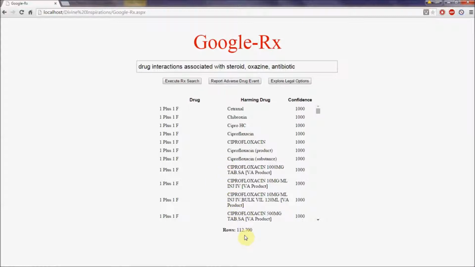We see that there are over 112,000 potentially harmful drug interactions. To generate these results, GoogleRx created a large single list of every steroid, every oxazine, and every antibiotic, and then searched to see if any pair of drugs in this list, when taken together, have any known harmful drug interactions.